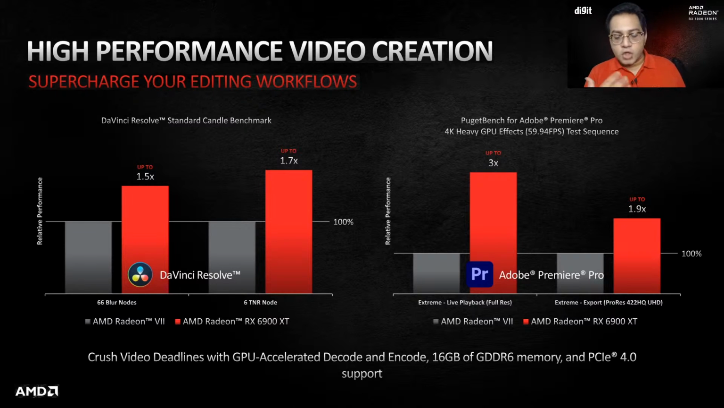Now, when you're normally exporting a video, it's usually a CPU intensive workload, but when you add effects onto your timeline, then it becomes GPU intensive. And with a lot of effects and the footage being 4K, that too at a higher frame rate of 60 FPS, this is a very intensive benchmark, and you can see the Radeon RX 6900 XT really shine above the previous gen Radeon 7.